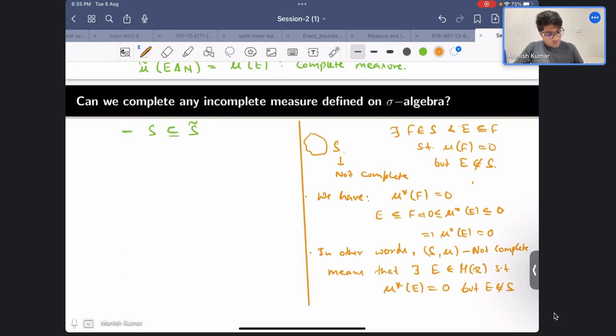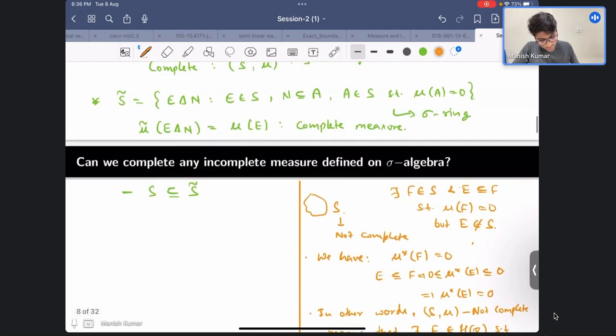So completeness basically means that if outer measure is 0, it is measurable. That is what completeness means. If you say that some measure is complete, that means if outer measure is 0, then that set should be measurable and the measure of that set should be 0. Now, when you are saying this S tilde, S is not complete means there is something whose outer measure is 0 but still it's not measurable. So in S tilde, you should put those sets in, to make it complete.